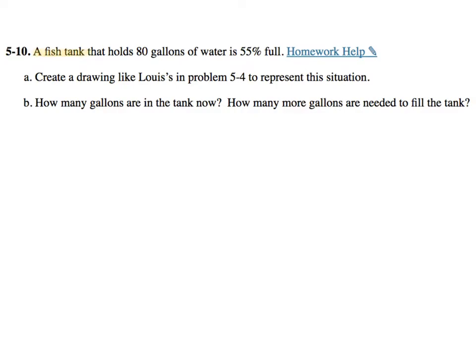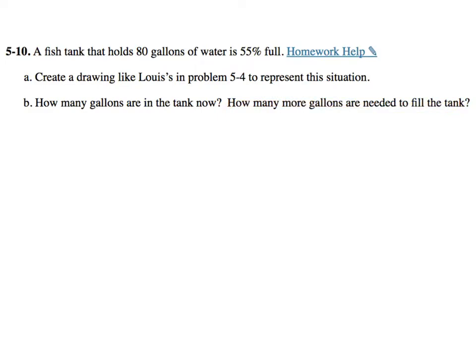A fish tank that holds 80 gallons of water is 55% full. Create a drawing like Lewis's problem 5-4 to represent this situation. How many gallons are in the tank now? How many more gallons are needed to fill the tank?